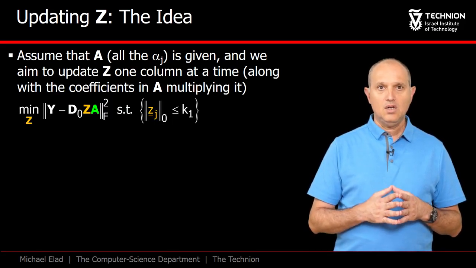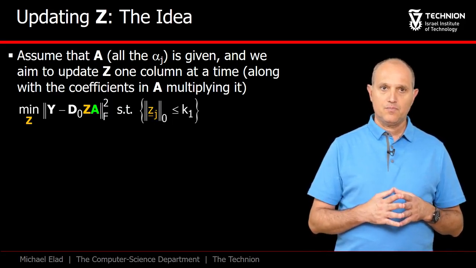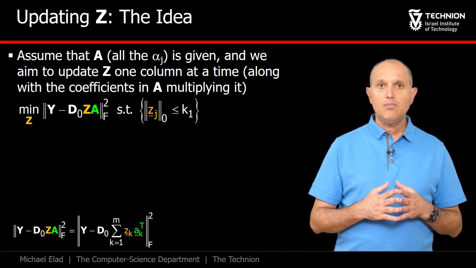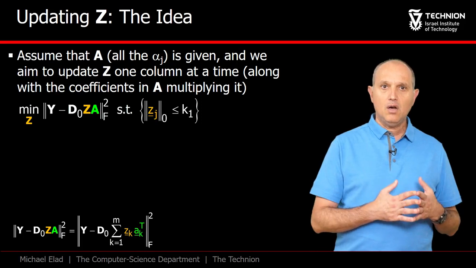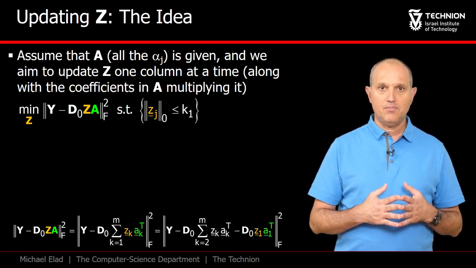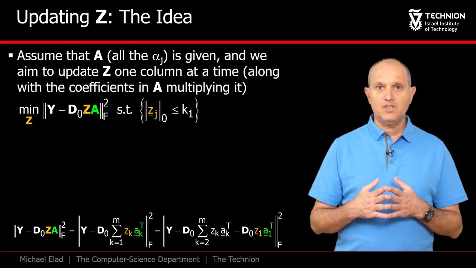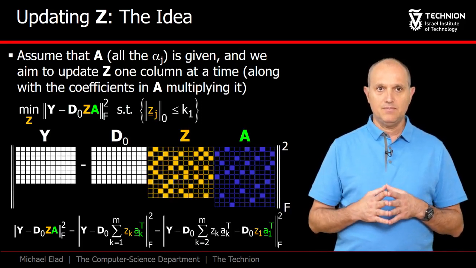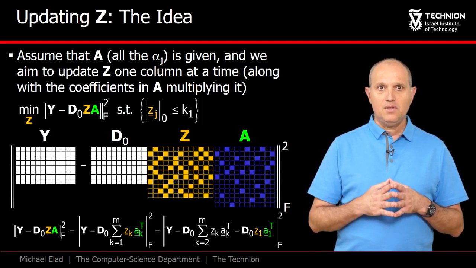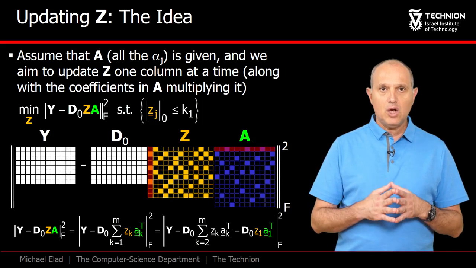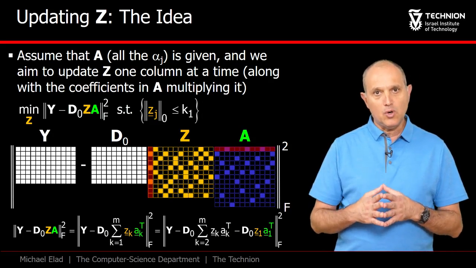Here is our task, in which Z is the unknown. Writing the Frobenius part again, Z times A can be broken into a sum of the columns in Z multiplying the rows in A. Let's break this sum in order to isolate the appearance of Z1, which we will update. This is the first column in Z. Graphically, this is how this expression looks, and we focus now on the first column in Z and the corresponding row in A.